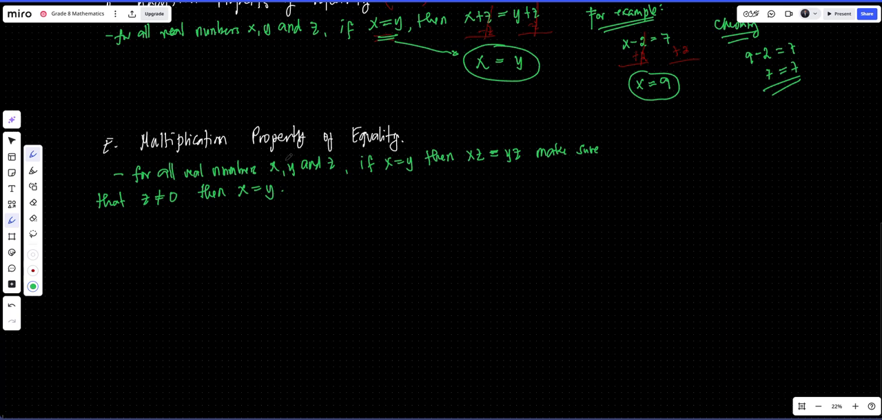For example, okay? So if we have x over 6 is equal to 5. Ganito yung example natin. So in that case, x over 6 is equal to 5.